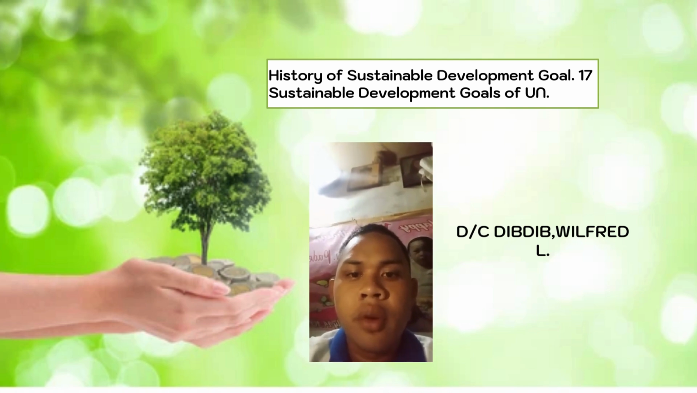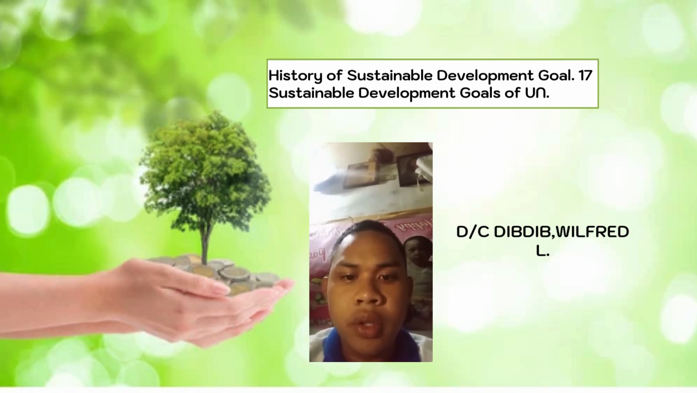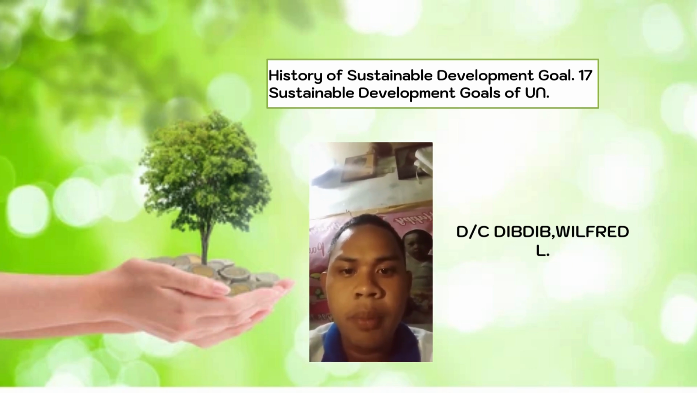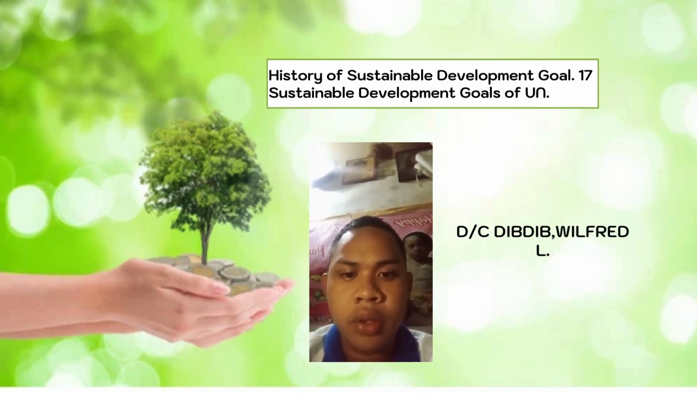Key features. First is integrated and indivisible goals. Next is universal applicability, all countries, all people. Next is ambitious targets, 169 targets, 232 indicators. Next is focus on human rights, equality, and sustainability. Next is emphasis on multi-stakeholder partnership and implementation.